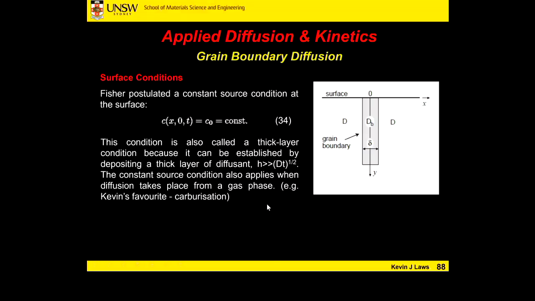The constant source condition also applies when diffusion takes place from a gaseous phase, and again we've already used the example of carburization. So that's nice and convenient. If we've got a very thick layer, or essentially an infinite environment supplying us with our diffusant, then we can consider it to be a constant.